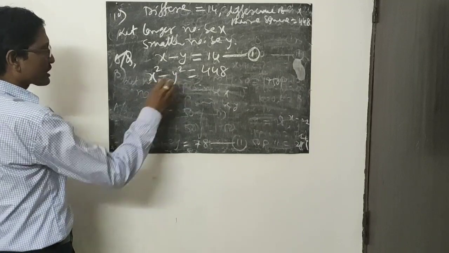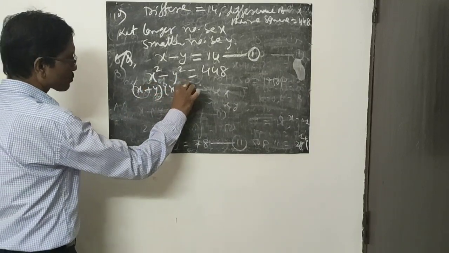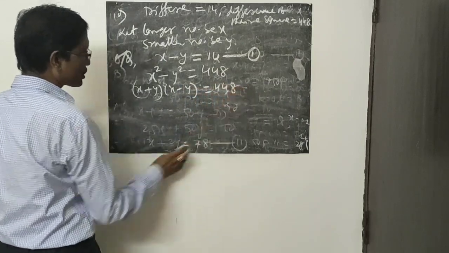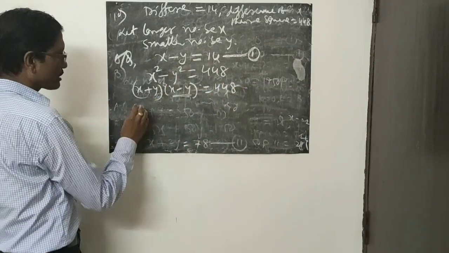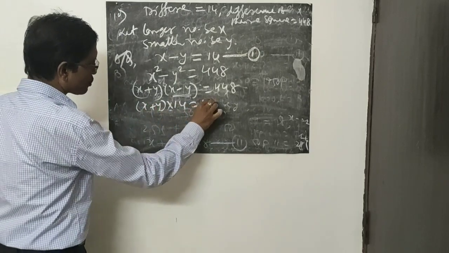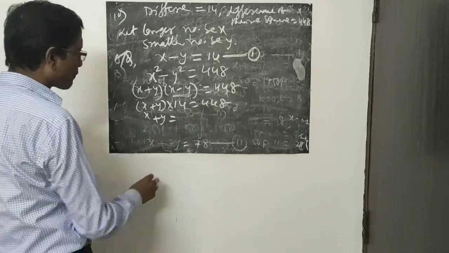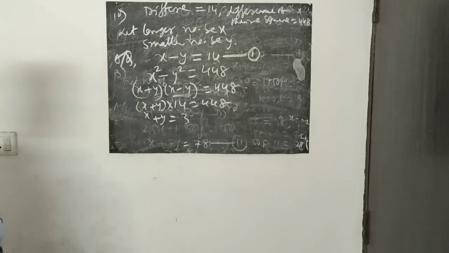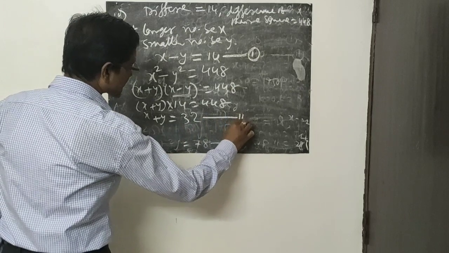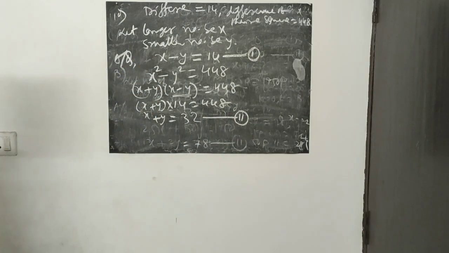To convert this one, x square minus y square, you can say it is x plus y into x minus y, which is equal to 448. And x minus y is equal to 14. So x plus y into 14 is equal to 448. Ultimately x plus y equals 448 divided by 14. 14 times 3 is 42, so that gives 32. So this is the second equation. So x minus y equal to 14, x plus y equal to 32.